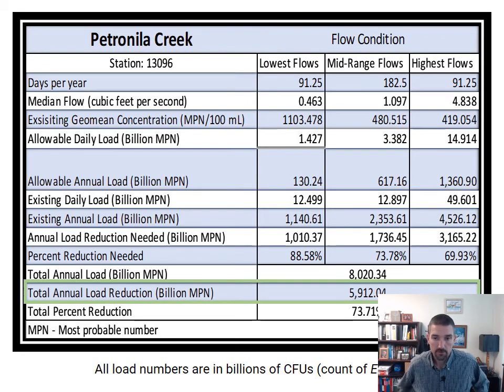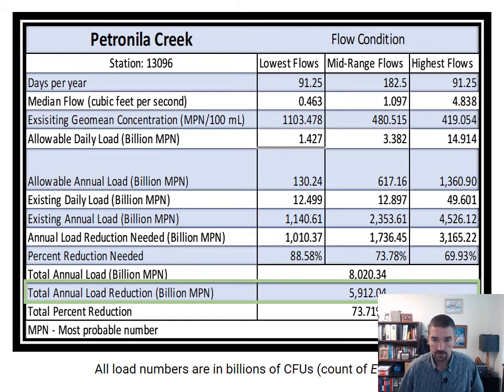So in Petronila, this is, again, same table, same types of numbers that we're looking at. Obviously, the numbers are a little bit different. The needed level of load reduction is a little bit higher here, but again, if you look at the water quality data, it makes sense. The concentration of E. coli is higher in Petronila Creek per TCEQ's assessments than it is in San Fernando. So it makes sense. If you have more E. coli, you're obviously going to have to remove more of them to meet that water quality standard. So in the case of Petronila, it's 5.9 trillion E. coli per year that need to be reduced.